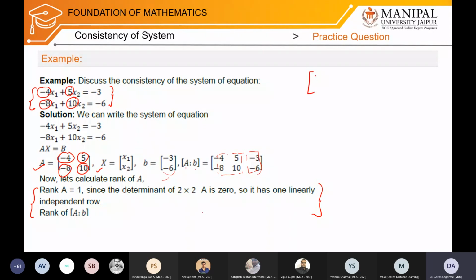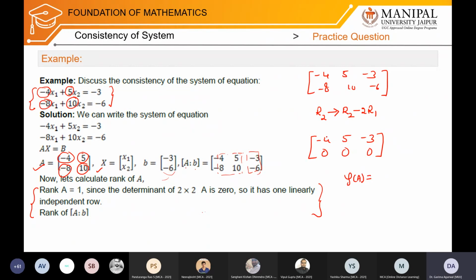It's very simple to find the rank: -4, 5, -3, -8, 10 and -6. I applied the transformation on R2, that is R2 minus 2 R1. So it will be -4, 5, -3, then 4 minus plus 8, -8 plus 8, that is 0, 10 minus 10, 0, -6 plus 6, 0. That means rank of matrix A, by these four terms we can find the rank of matrix A, that is number of non-zero rows, which is 1.